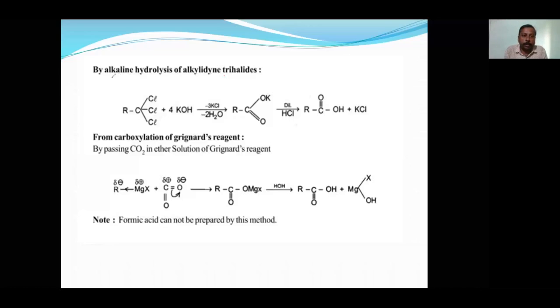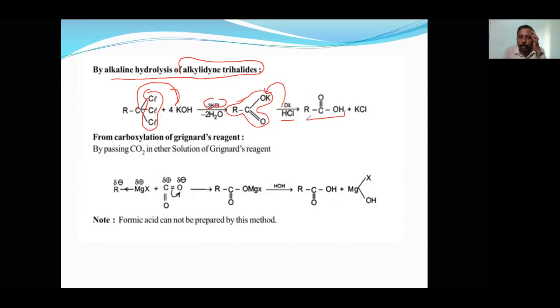Okay. Next preparation method is by alkaline hydrolysis of alkylidene trihalides. Trihalide means three halogens must be there and all of them must be on the last carbon only. Okay. So very simple. This 4 KOH will be removing the 3 KCl and 1 potassium will be attached here. So this is a potassium salt of carboxylic acid. So when it is treated with dilute acid, then this hydrogen will be substituted here, then RCOOH and KCl.